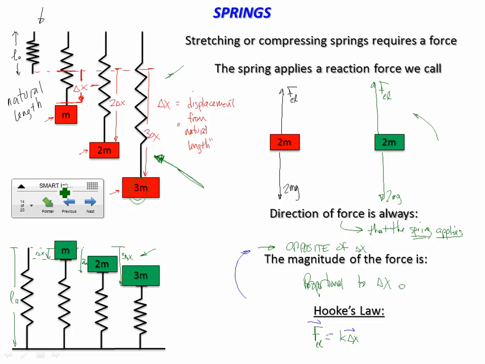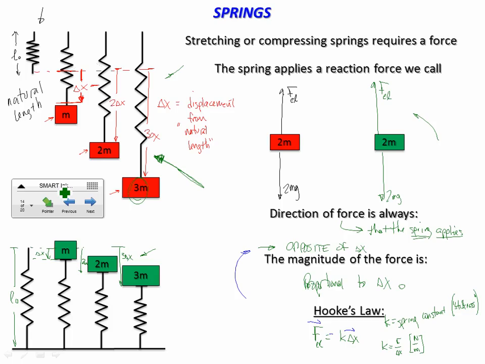And K is called the spring constant, or sometimes called the stiffness. It's measured, if we solve for K, we get F over delta x, which means it's measured in newtons per meter. Right? It's literally how much force does it take to stretch it a meter?